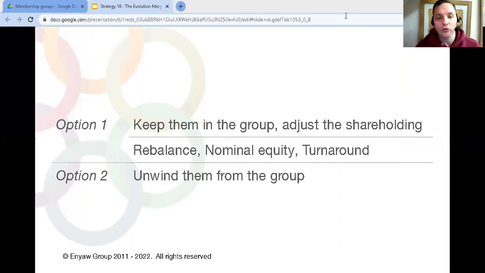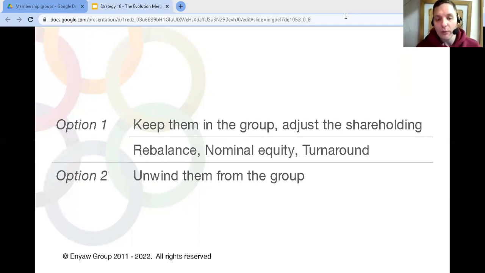Now, the other query some people have is what happens if one of the companies in this new group has bad times and doesn't make a profit? That could obviously impact the whole group. And in that case, you have two options. You can agree to keep them in the group and just adjust the shareholding structure, or you can unwind them from the group structure as if they were never involved.